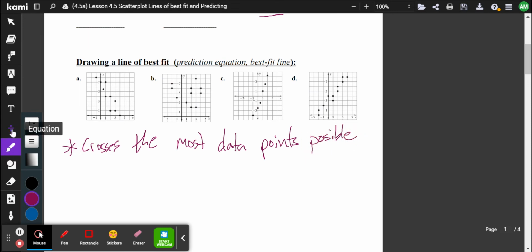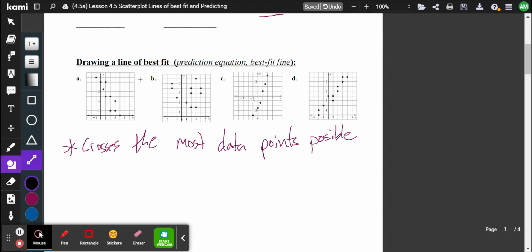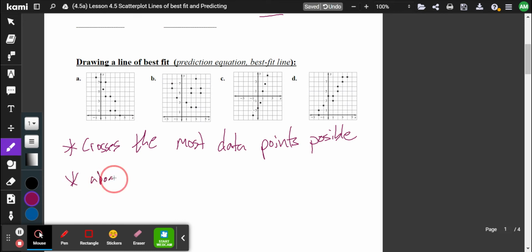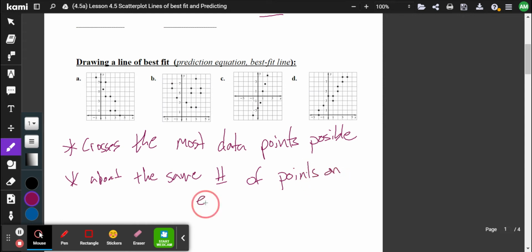And that just means that I'm not going to say that this is the line of best fit, because how many data points does that cross? Just one. Surely we can do better than that. Also, we want to try and get about the same number of points on either side of the line.